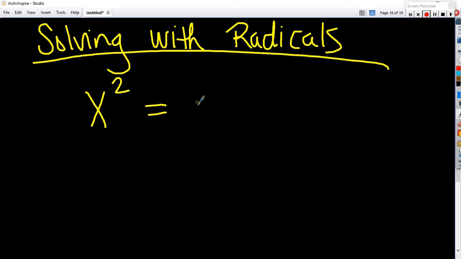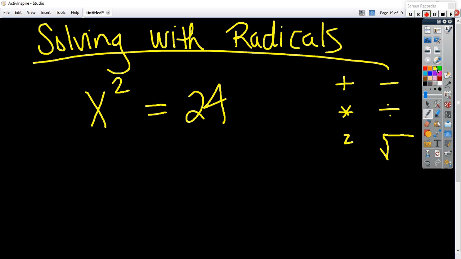So the first thing I need to ask you is, how do you get rid of an exponent of 2? I'm talking about opposite operations here. You're absolutely right, square root. When we talk about opposite operations and things that cancel, we've got addition and subtraction, multiplication and what? Division. And today we're adding the exponent of 2, and Brady said square root, and he's absolutely right.